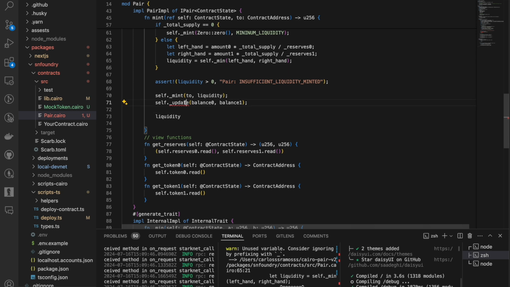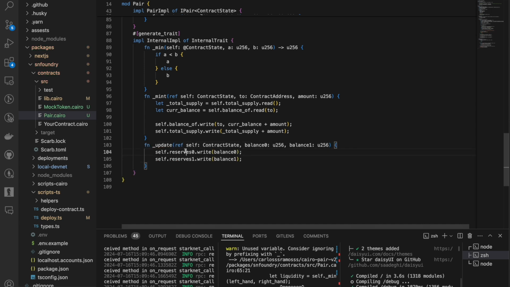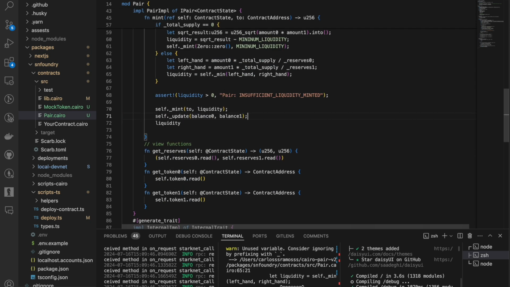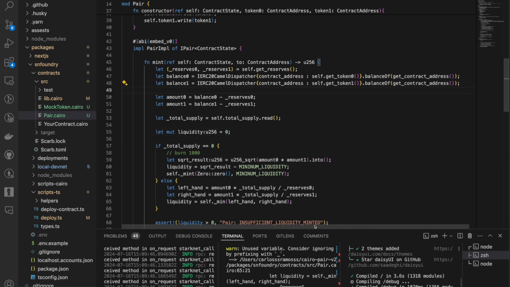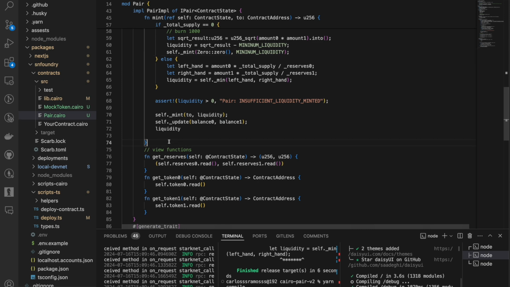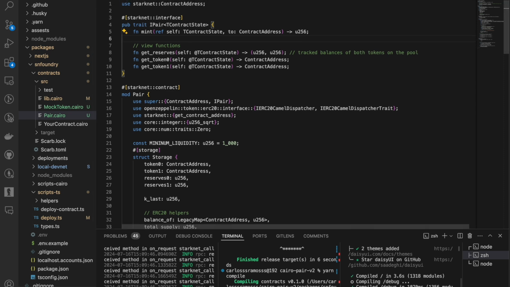What this is going to be doing is just updating the tracked reserves that we have. As you see here, it is updating the reserves of 0 and 1 using the balances that we pass, and we do this just to keep track of the k, the constant. So our main function is done, and let's see if this compiles. All right, this is good. Now, what is the next function we should be taking a look at? It's going to be the burn and then the swap. So let's do burn first.